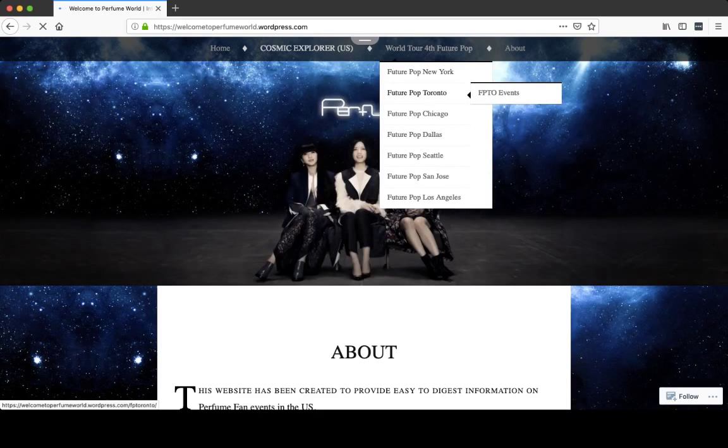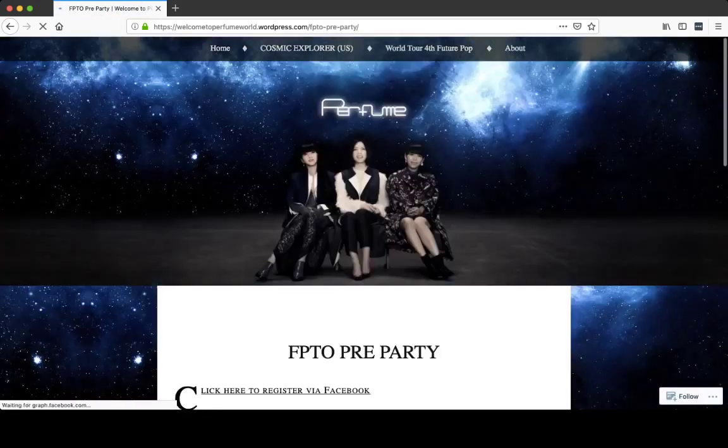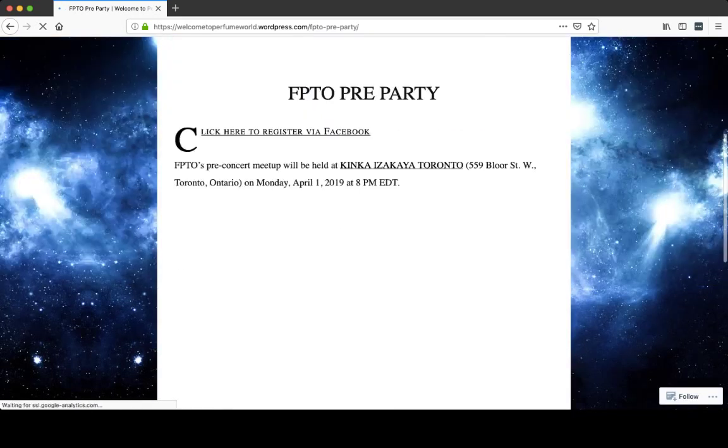They have an event, which is their pre-party. I'll get into FPLA for just a second. I just want to mention this to you, Toronto people. They have a pre-concert meetup at the Kinka Izakaya Toronto.